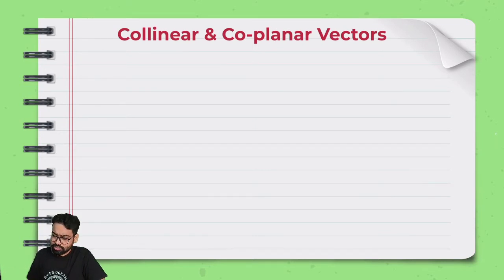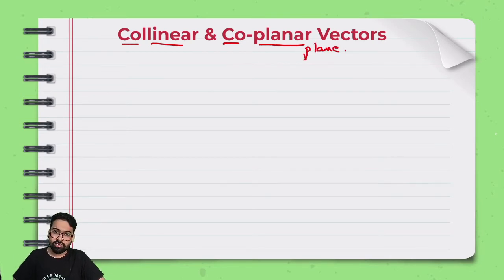So as the name suggests, if I see what name comes to my mind, co means same and line, so same line. Co and planar, planar comes from the word plane. So I think same plane sort of represents the coplanar vectors. Let us try to see what exactly we have here.